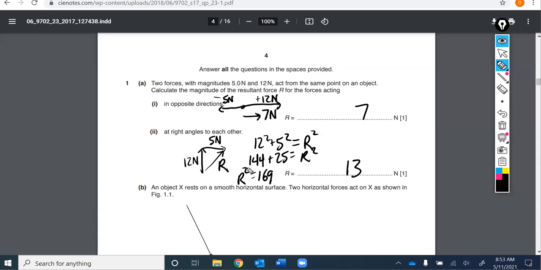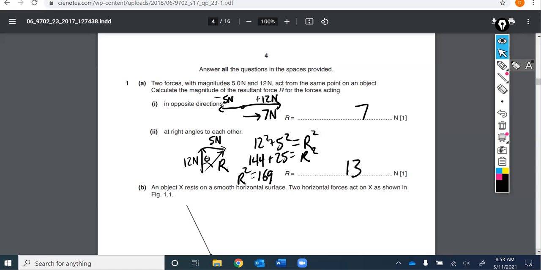Now we could calculate the angle if we needed to, if they asked us for, like, what is the vector, right? Which would be the magnitude and the direction. That's just a quick reminder. If we needed to calculate, say, this angle theta, then the inverse tangent of 5/12 would solve that, right? The inverse tangent of opposite over adjacent solves for the angle.